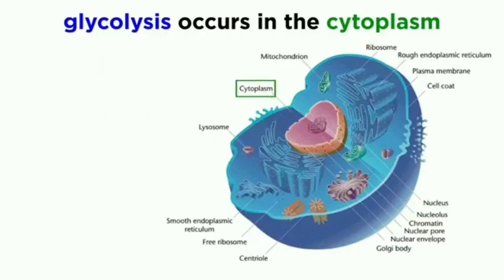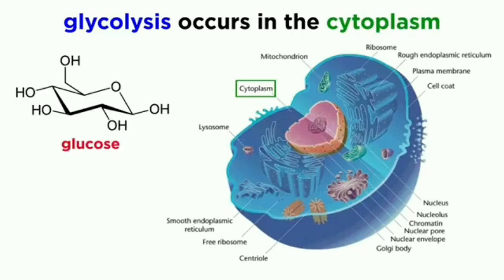Glycolysis comes first, and it happens in the cytoplasm of the cell. This is the process by which glucose molecules are split into 2 pieces called pyruvate.